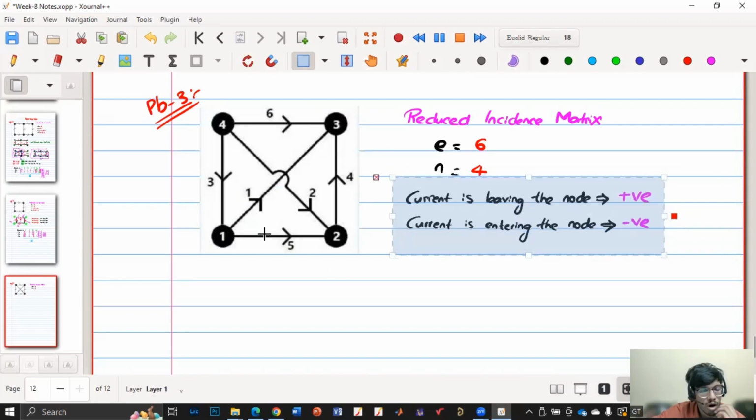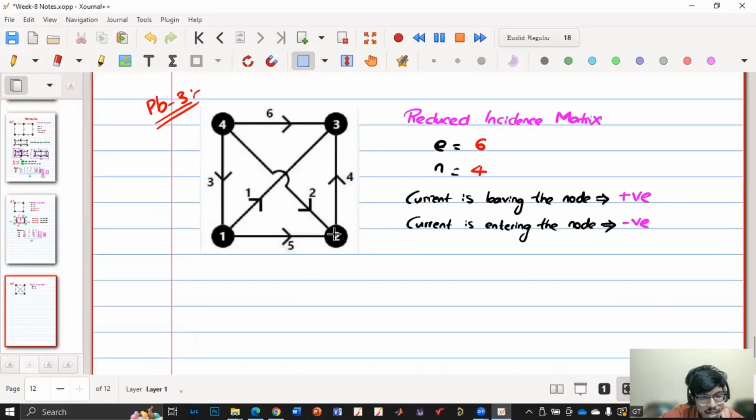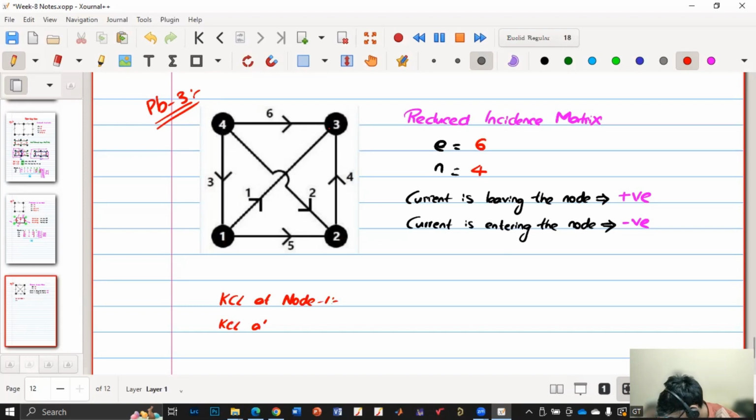How do we know at what nodes? There are 4 nodes. We have to apply KCL at only 3 nodes. Which 3 nodes, they should give. Node 1, node 2, node 3. So we have to apply KCL here, KCL here, KCL here. Quickly tell me what will be the expression. KCL at node 1, KCL at node 2, KCL at node 3. This is the convention that we need to follow. Can you tell me what will be the KCL at node 1?